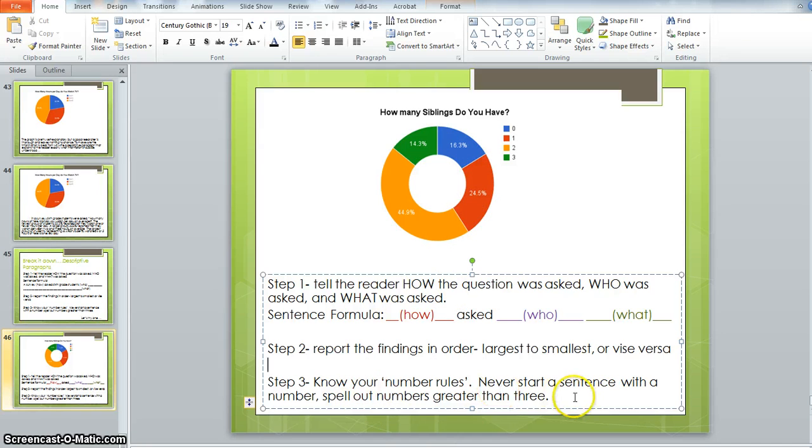And then last but not least, know your number rules. Okay, so if you say 21 students, you put a 2 and a 1. But if you say 3 students, you put THREE there.